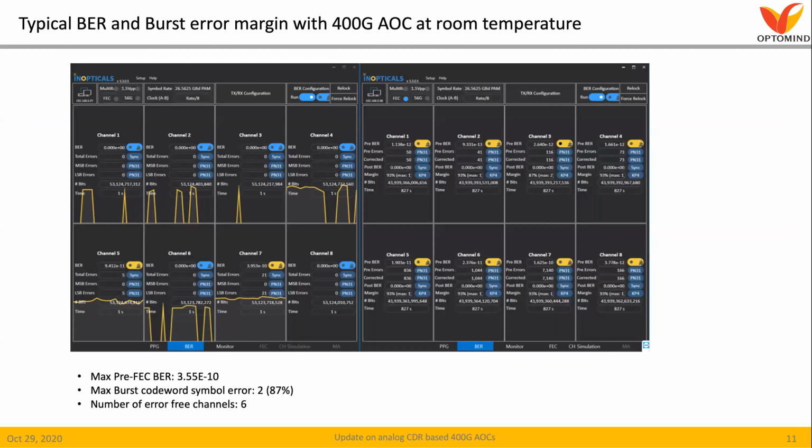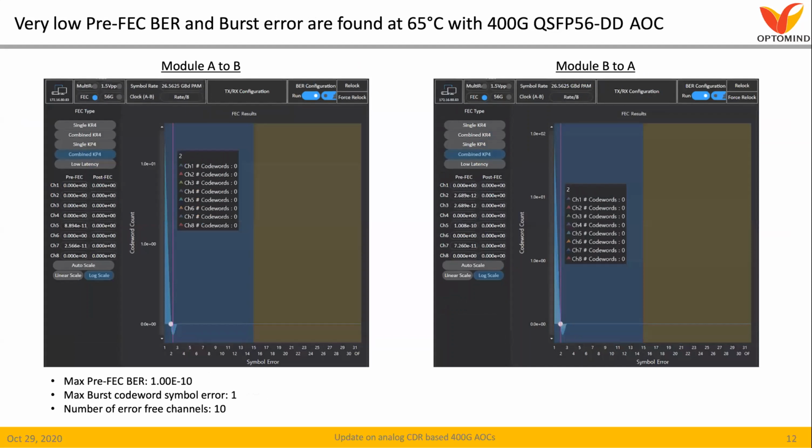Here is a snapshot of typical BR and burst error margin with 400G AOC working at room temperature. Maximum pre-FEC BR is in the range of 10 to the minus 10th, and maximum burst code word symbol error is 2 to 3. We could get several error-free channels, as you could see in the picture.